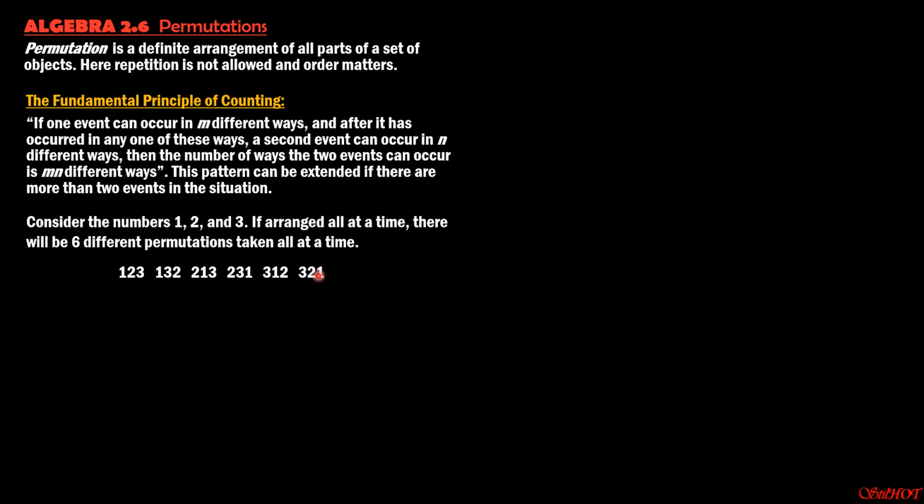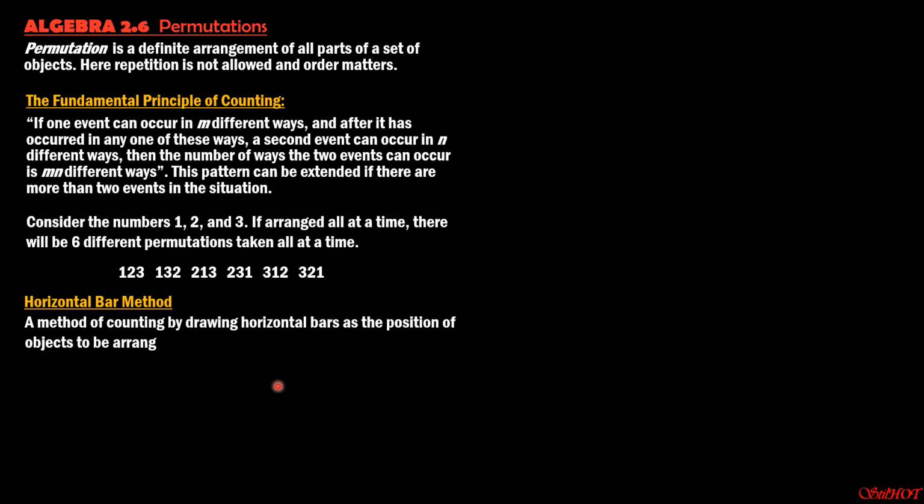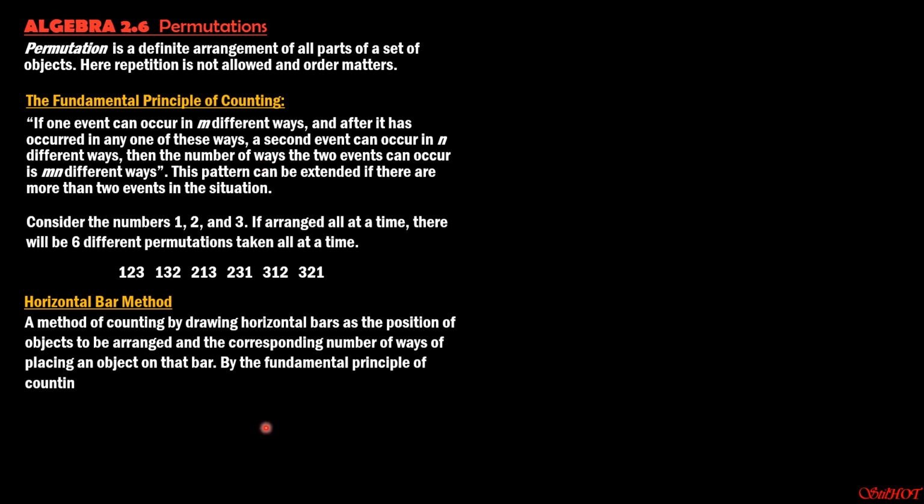And these are the details of those 6 different arrangements. So I use this horizontal bar method, and of course the fundamental principle of counting. That's a method of counting by drawing horizontal bars as the positions of objects to be arranged and the corresponding number of ways of placing an object on each bar. So by the fundamental principle of counting, the number of arrangements can be found.